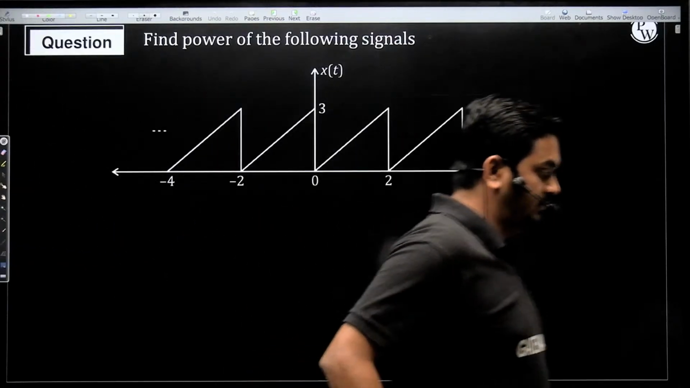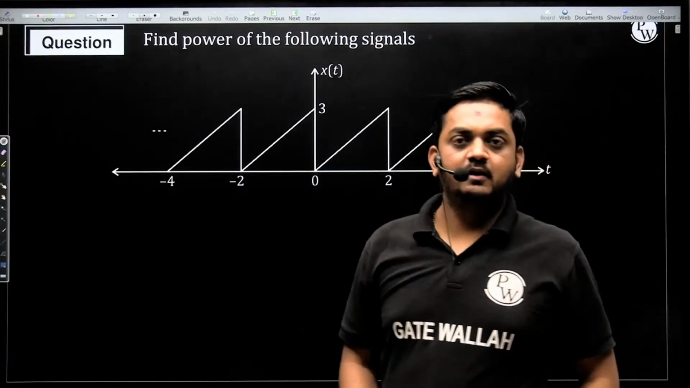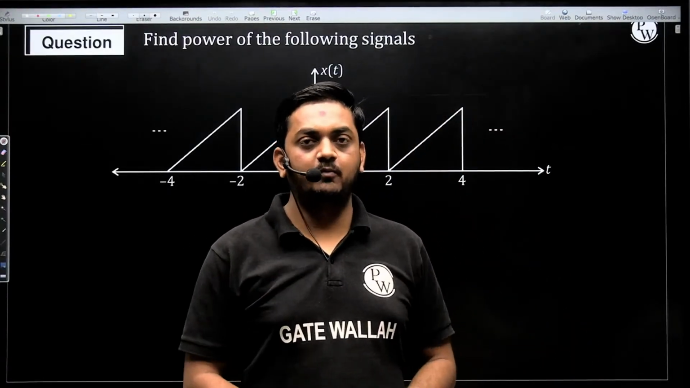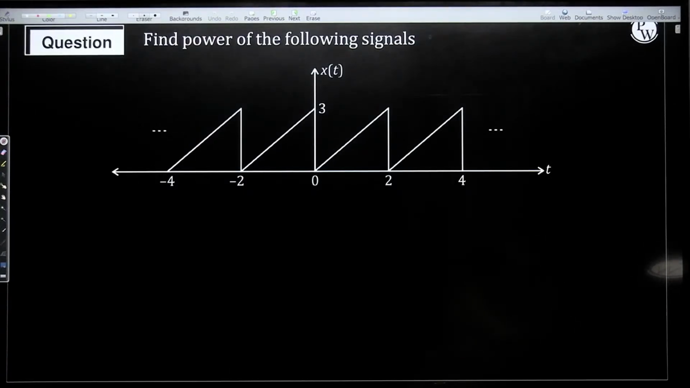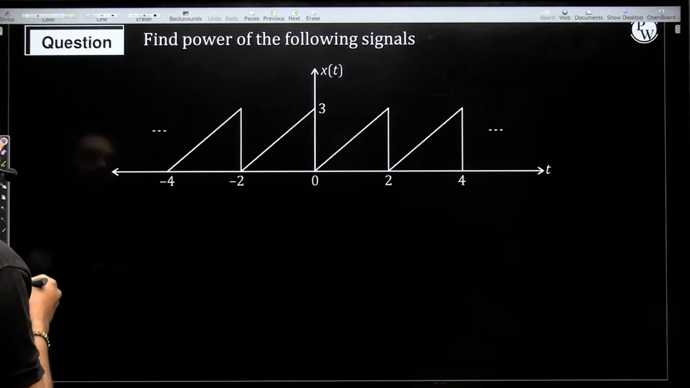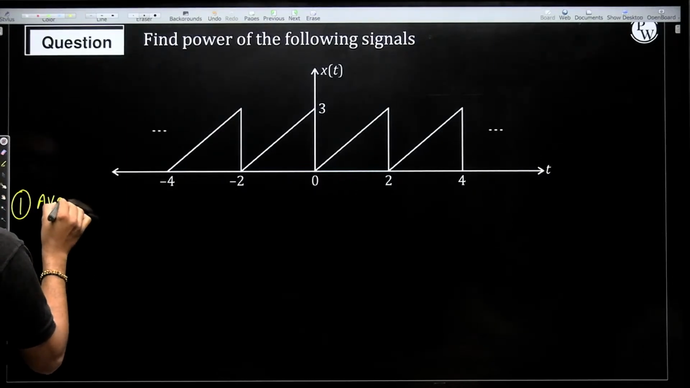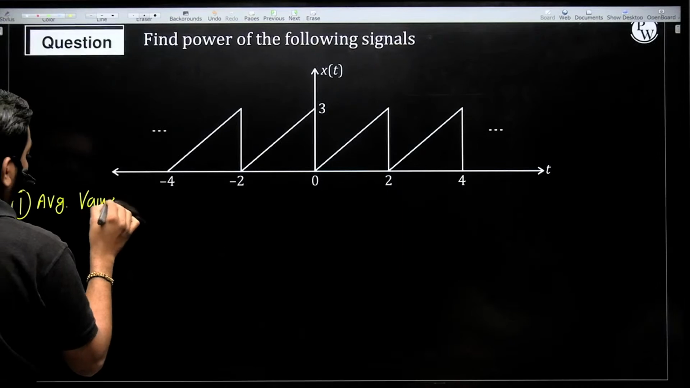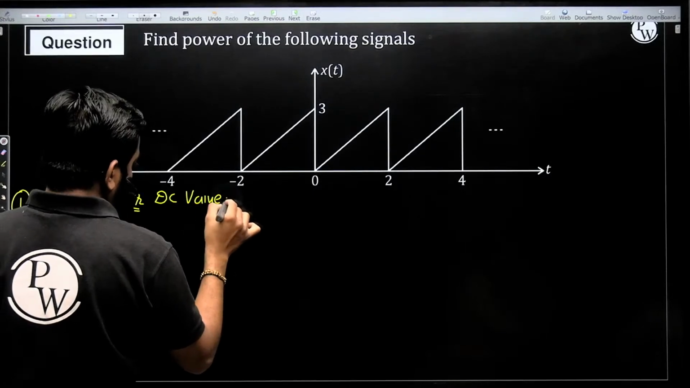So tell me, the average value will be 0 or non-zero. Tell me the average value, or mean value or DC value. Non-zero. Okay. If it is non-zero, then tell me the value of DC or average value or mean value.